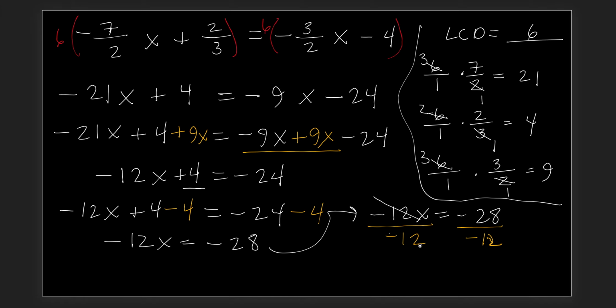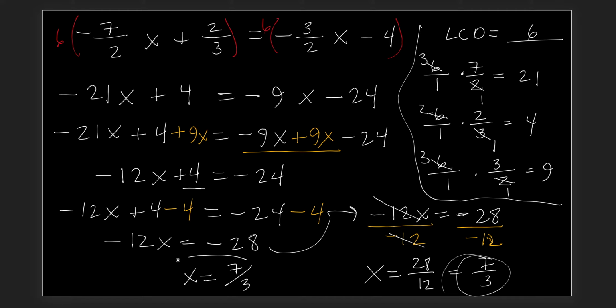So these will cancel, and x equals, now negative times negative is a positive, so we have to think, does 12 go into 28 evenly? I don't think so, but that can reduce. So 28 divided by 4 is 7, and 12 divided by 4 is 3, so that'll be it. X equals 7/3, to write this correctly here. Okay?